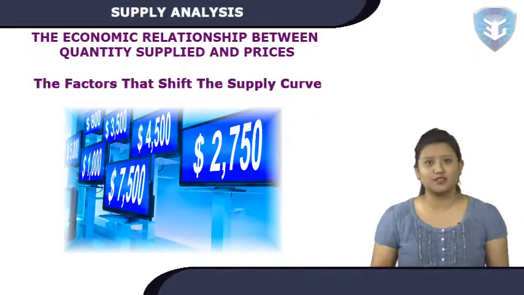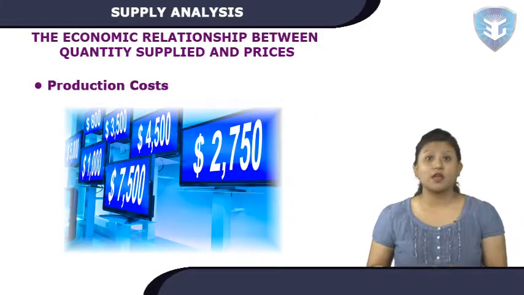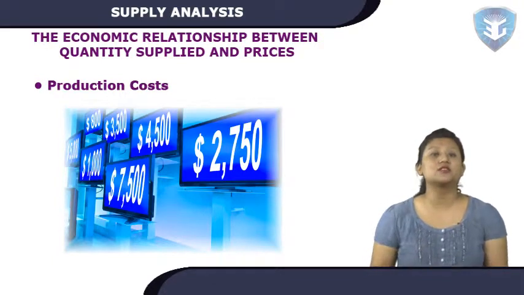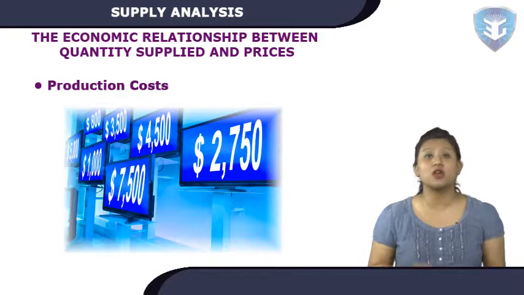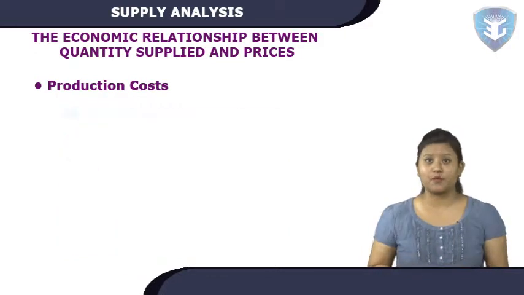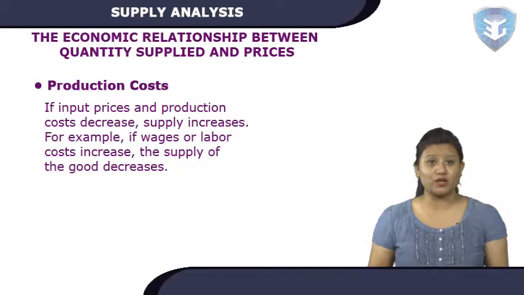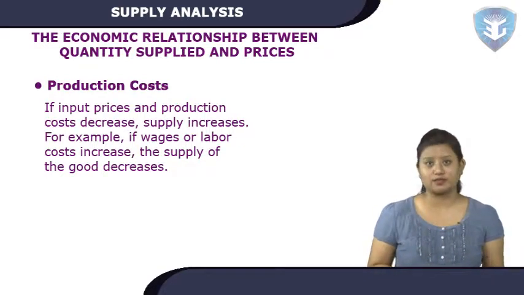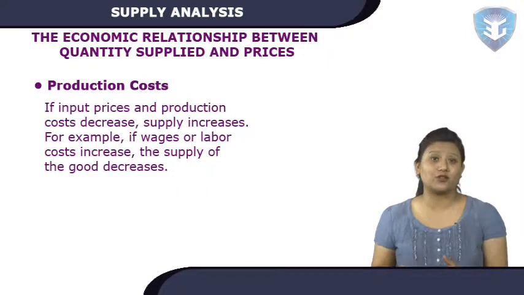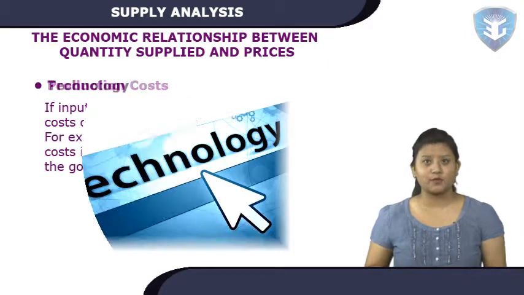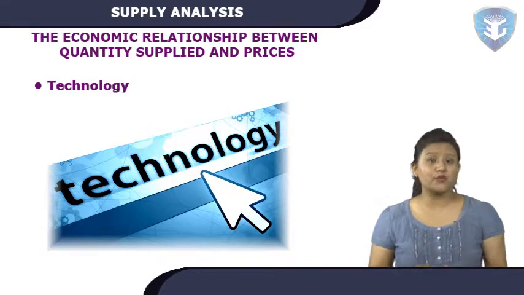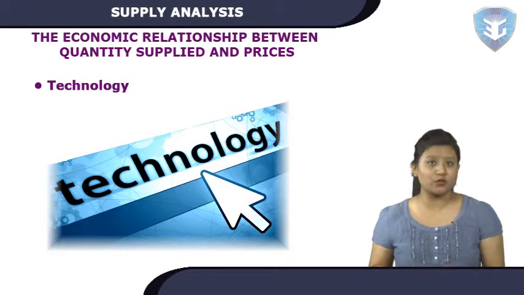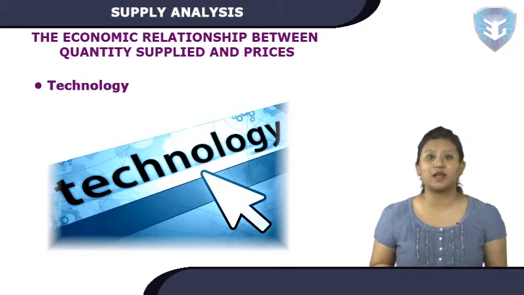The factors that shift the supply curve. Production cost. Input prices and resulting production costs are inversely related to supply. In other words, changes in input prices and production cost cause an opposite change in supply. If input price and production cost increase, supply decreases. If input prices and production cost decrease, supply increases. For example, if wages or labor cost increases, the supply of the good decreases. Technology. Technological improvements in production shift the supply curve. Specifically, improvements in technology increase supply, a rightward shift in the supply curve.